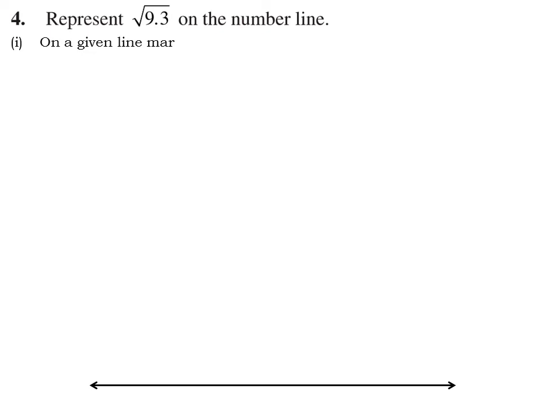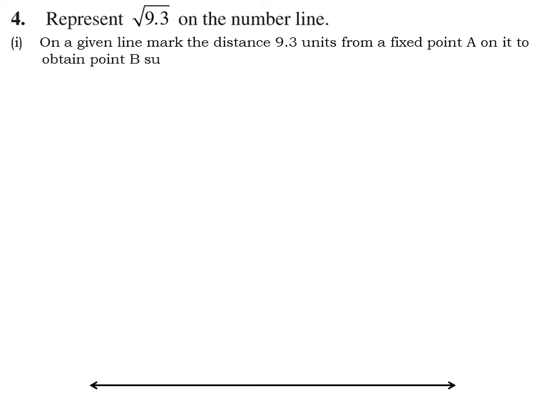On a given line, mark the distance 9.3 units from a fixed point A on it to obtain the point B such that AB equals 9.3 units. We have to mark two points such that the distance between them is 9.3 units. So we are marking the two points A and B, and the distance between them is 9.3 units.